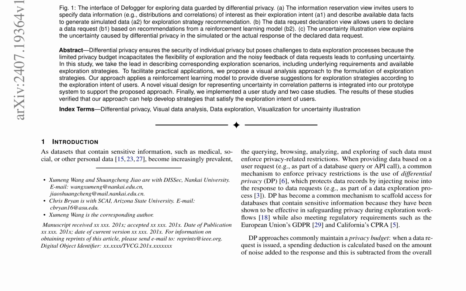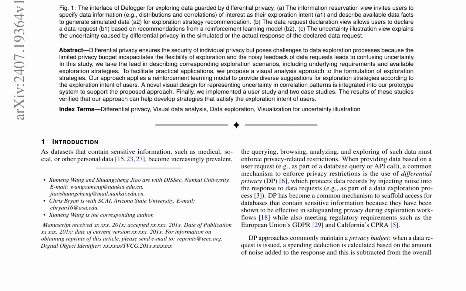The Defogger approach consists of 3 main components: a visual interface, a reinforcement learning model, and a visual design for uncertainty illustration. The visual interface allows users to specify their exploration intent, while the reinforcement learning model recommends diverse exploration strategies based on the user's input.